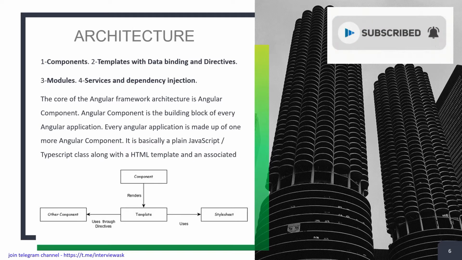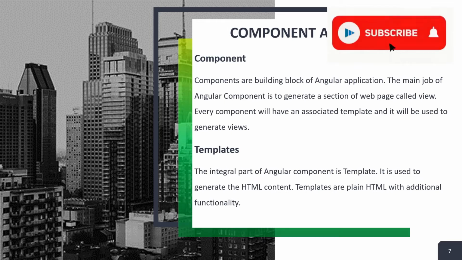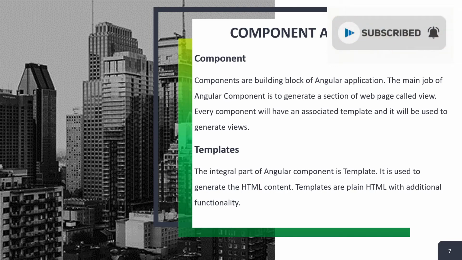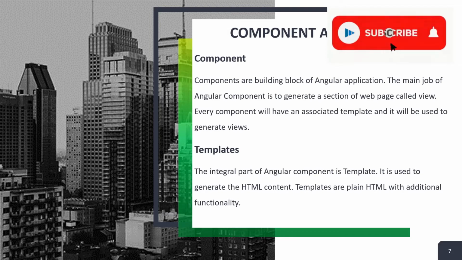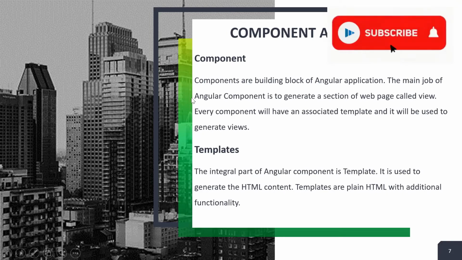So the next point is components and templates. Components and templates are the building blocks of an Angular application. Again, as I told you, the template is the integral part of the Angular component. It is used to generate the HTML content. Templates are plain HTML with additional functionality. There are different things inside this, but now let's move to the next point.